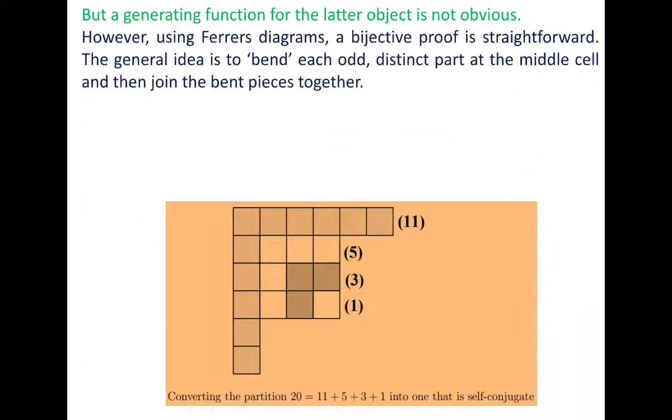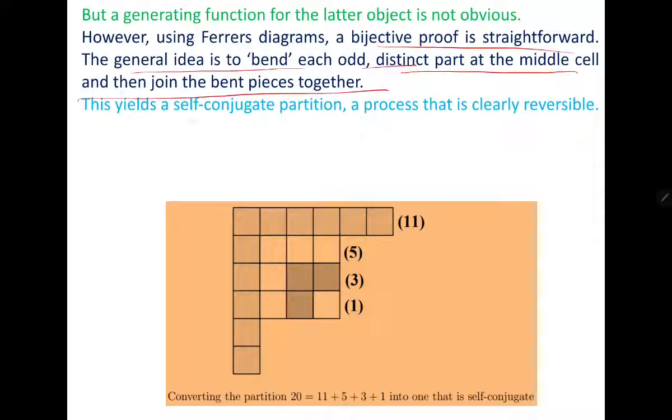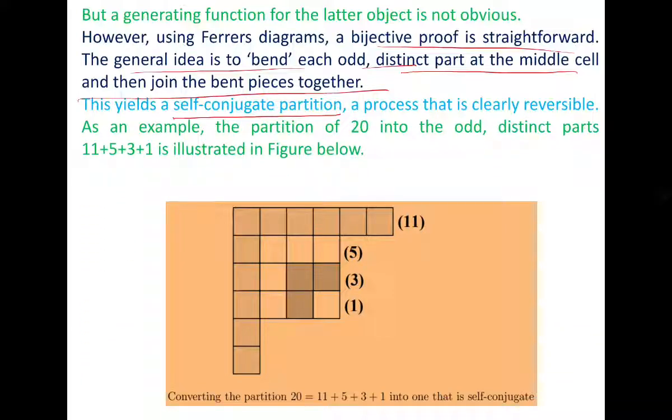So this is what we are saying. Use this Ferrers diagram, and a bijective proof is straightforward. The general idea is to bend each odd distinct part at the middle cell and join the bent pieces together. This yields a self conjugate partition, and it is a process that is clearly reversible.